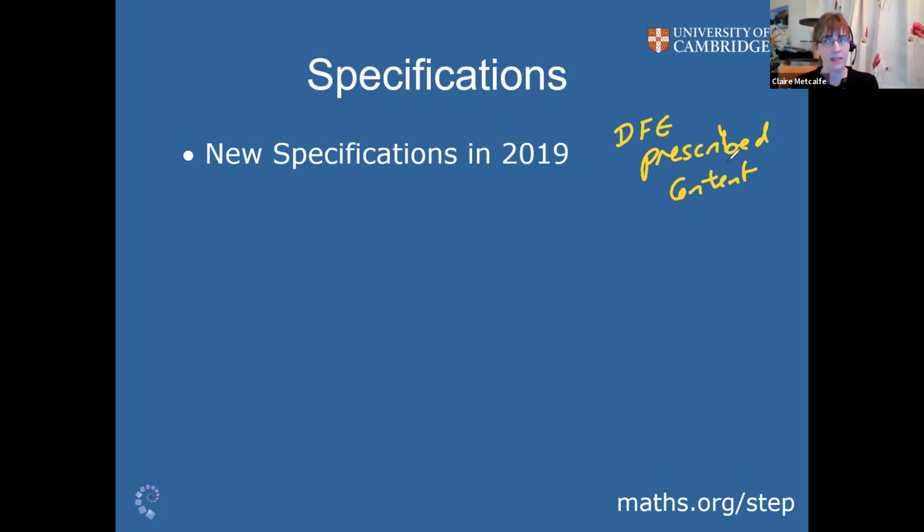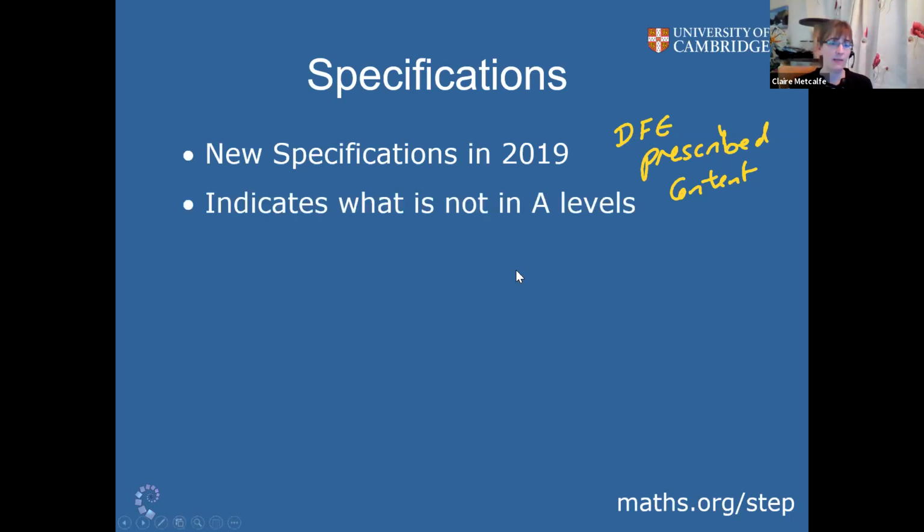Now for further maths, it's not quite as prescriptive. It only says what half the further maths content should be. But for A-level, most of it, the DFE has said, this is what everyone who's doing an A-level should cover. Apologies for people who aren't teaching the English A-level. This is all based on the English A-level. So the Scottish Nationals, the Welsh A-levels are slightly different. In the STEP specifications, it does indicate which bits are not in the standard A-levels for England.